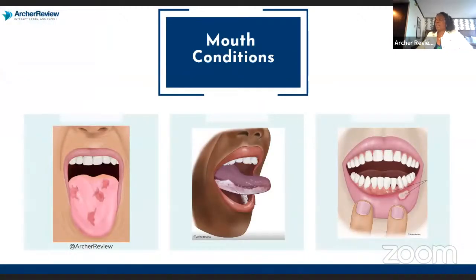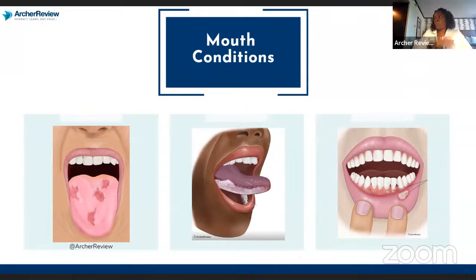Mouth conditions. Your patient is in, and this is what their tongue looks like. So what's going on here? The first one is what we call a geographic tongue. This is also benign. They have a mild discomfort with it, but it's associated with psoriasis or even reactive arthritis.